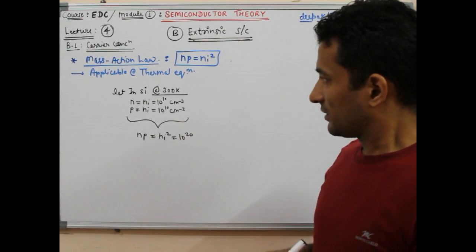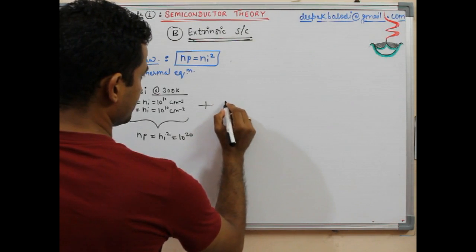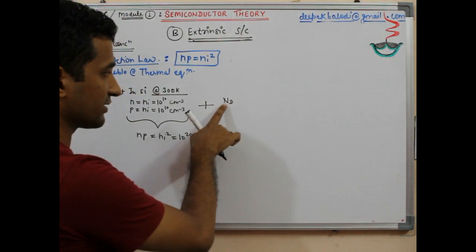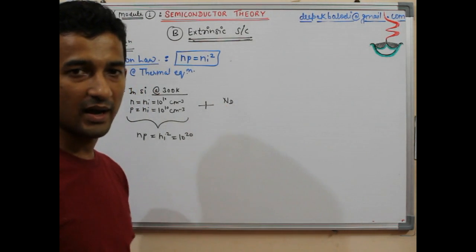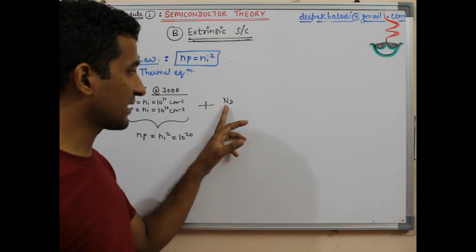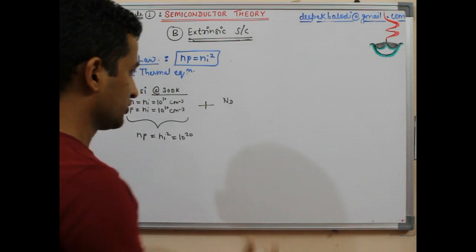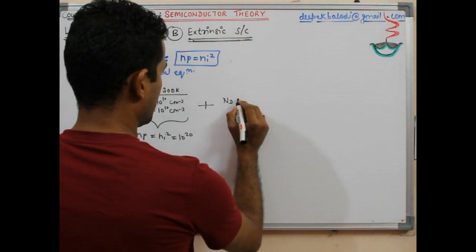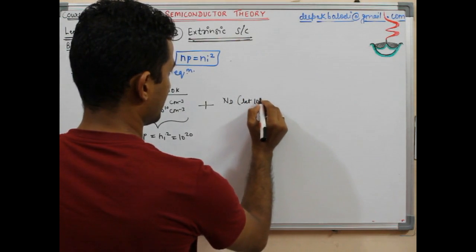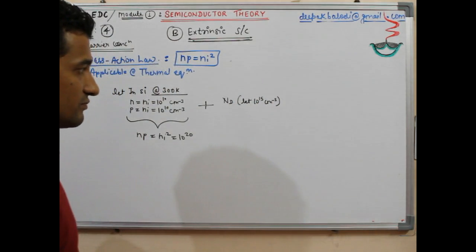Okay, then if I dope it with, let's say, a pentavalent impurity, and that impurity concentration is indicated by ND, donor impurity concentration. Acceptor impurity concentration is indicated by capital NA. That is a standard terminology, you can have your own. So ND is, let's say, 10 to the power 15 per centimeter cube.